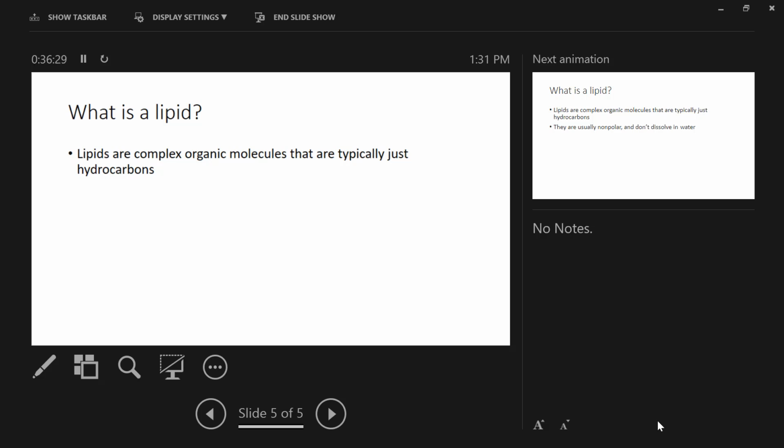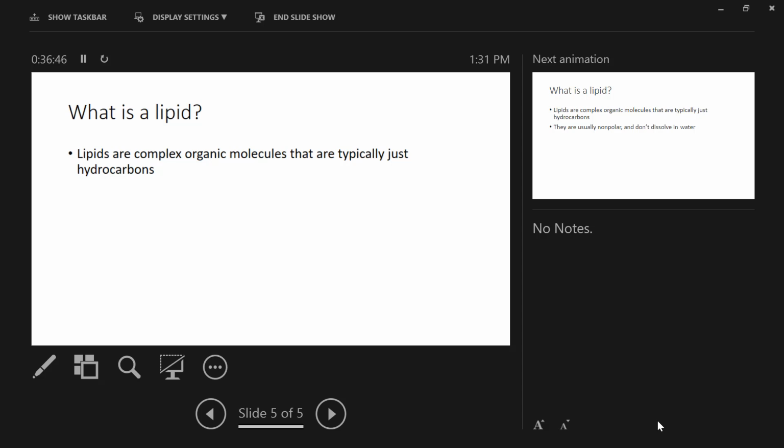Lipids are complex organic molecules that are typically made up of just hydrocarbons. And you're like, how could they be complex organic molecules if they're only made out of the simplest of our organic molecule types? And the answer is it's because it's a bunch of these pieced together.